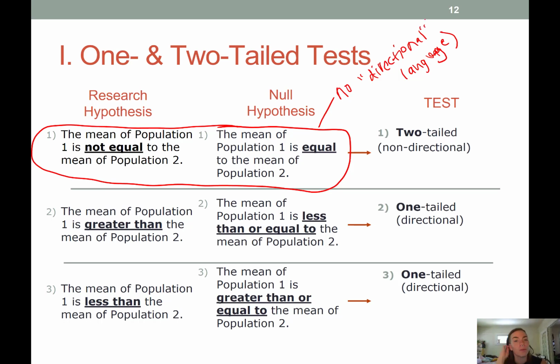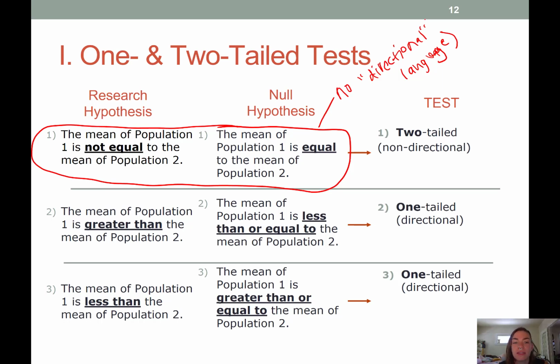Okay, so because there's no directional language in these hypotheses for the first row, I know I'm conducting a two-tailed test. If you do have a hypothesis that you think the mean of population 1 is greater than the mean of population 2, then we have a corresponding null hypothesis that the mean of population 1 is less than or equal to the mean of population 2. And in that case, because there is directional language, greater than, less than, then we know we're doing a one-tailed test.